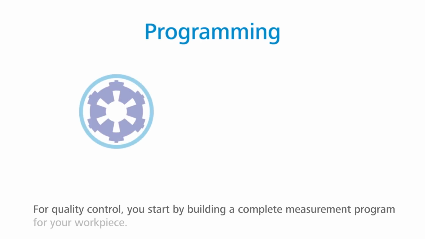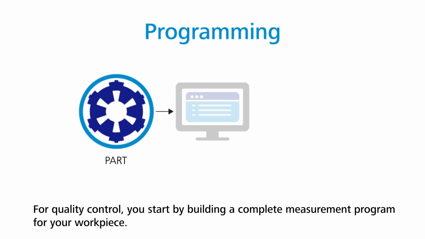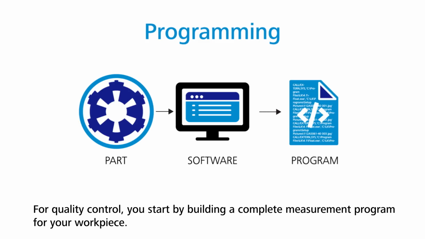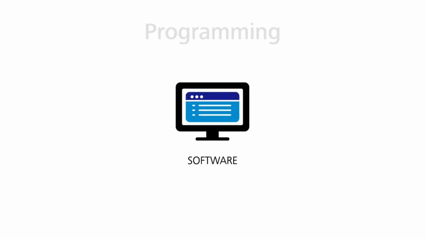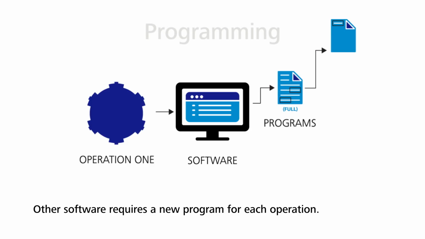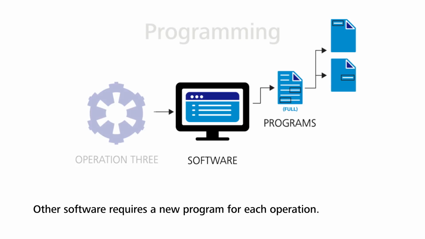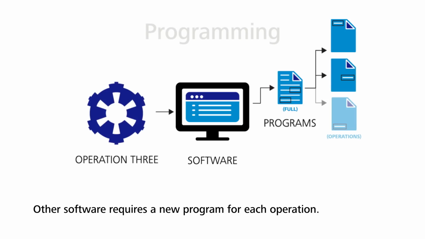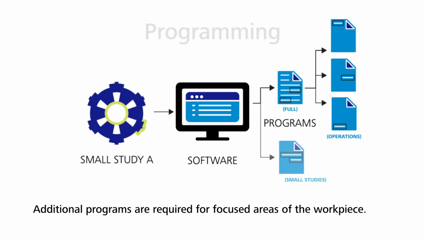production. For quality control, you start by building a complete measurement program for your workpiece. It will contain dimensions for all operations of your production process. In some measurement software, you have to create new programs from scratch for each of your operations. Or you have to chunk out the code, accounting for entangled alignments and questionable position points. This task also needs to be completed for each study of critical dimensions.